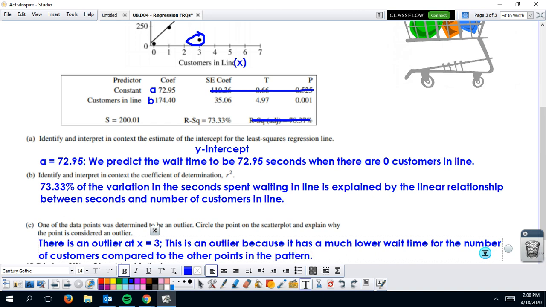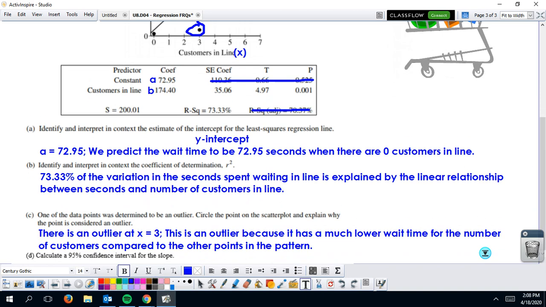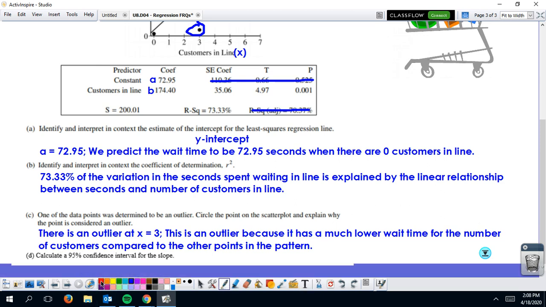Now, this last question, I'm leaving it on here just to show you that this is something we are not learning. Calculate 95% confidence interval for the slope. Nope, I will not do that. That is in our last unit, and we are not learning it. It's very easy, but we're not learning it. I do have the video if you wanted to watch it in the document from before.